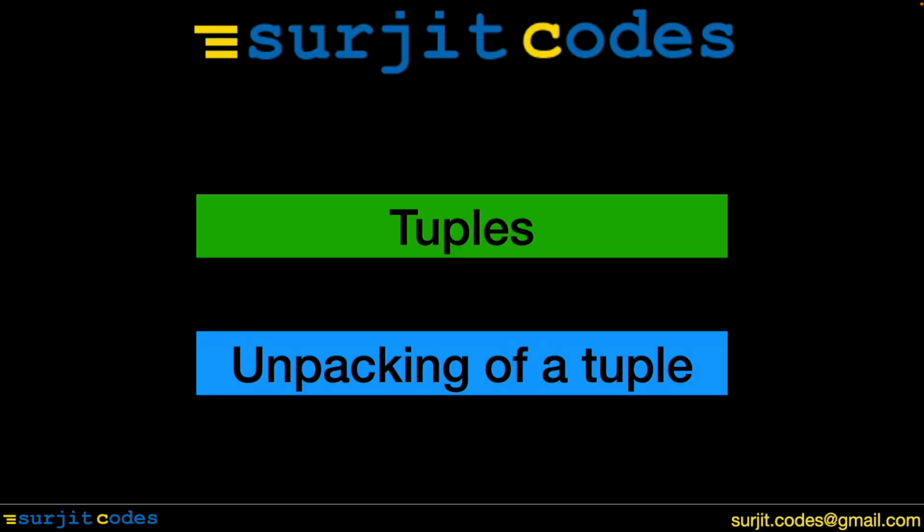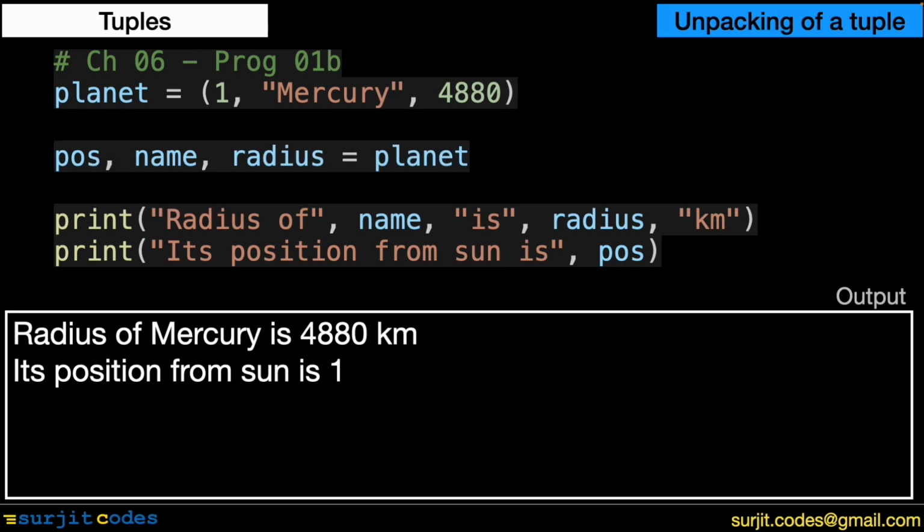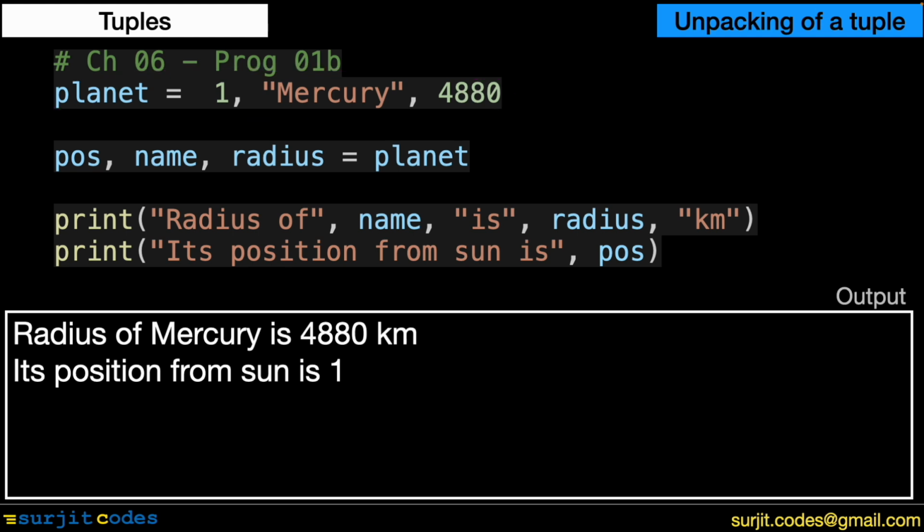Unpacking means extracting items of a tuple in different variables. These three lines of the previous program can be written together in a single statement like this. Items separated by commas become a tuple even if they are not enclosed within parentheses. Even the definition of the planet can be written without parentheses. These statements are used for packing and unpacking of the items of a tuple.